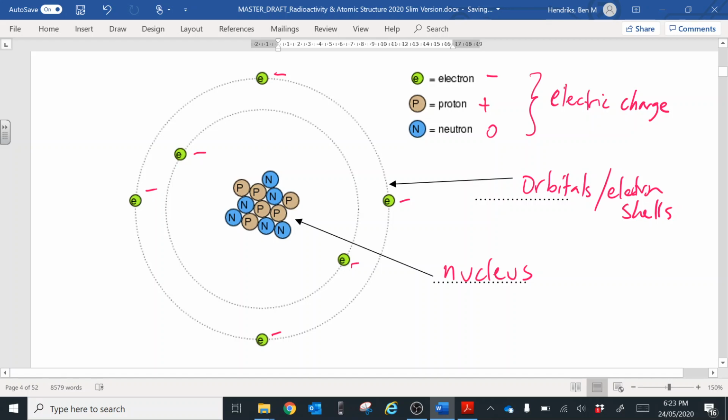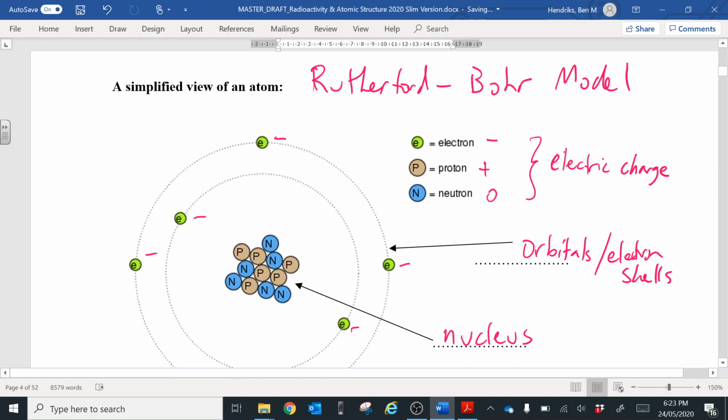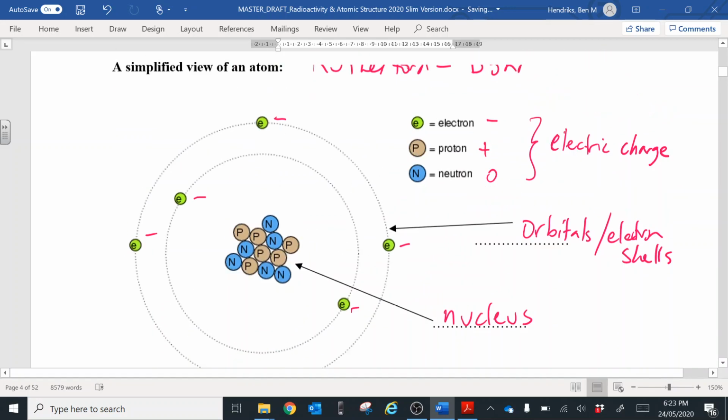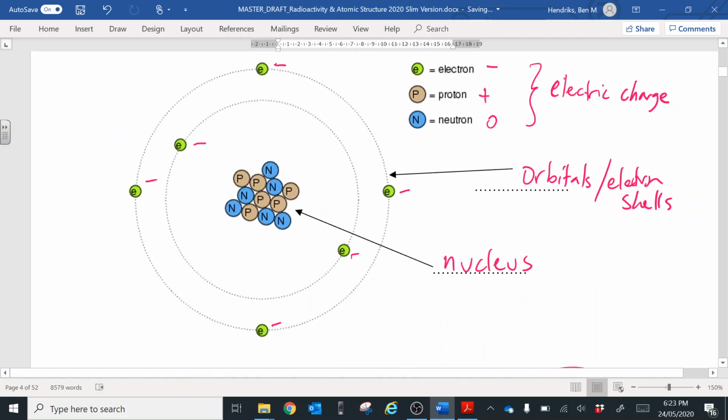There are other models as well, which are slightly different. They call them more clouds, but for this course we use the Rutherford Bohr model for atoms. Okay, we'll move on to the next video.